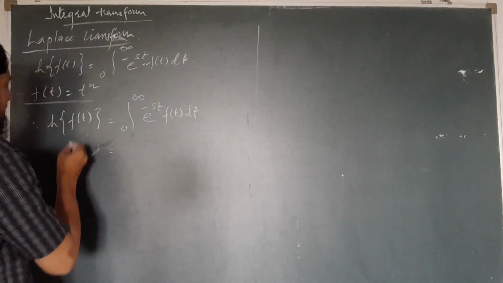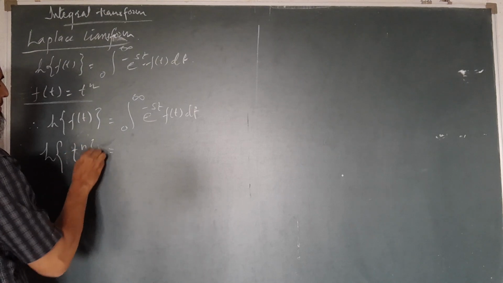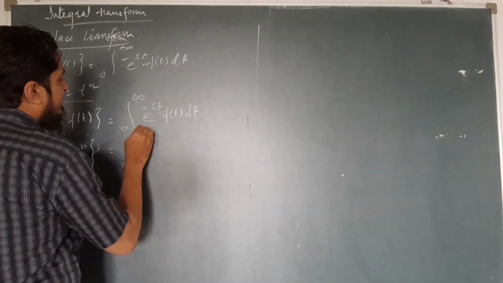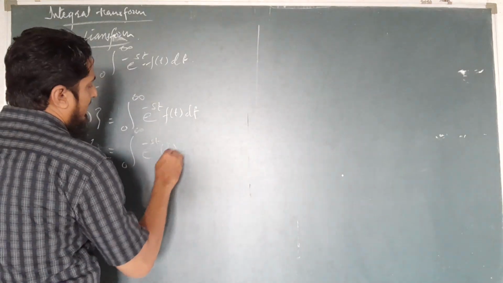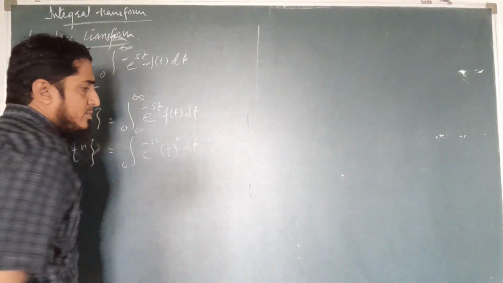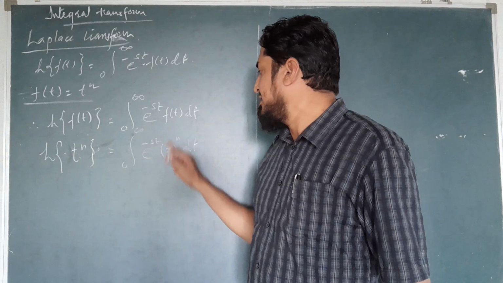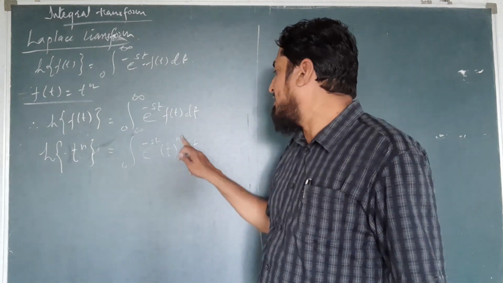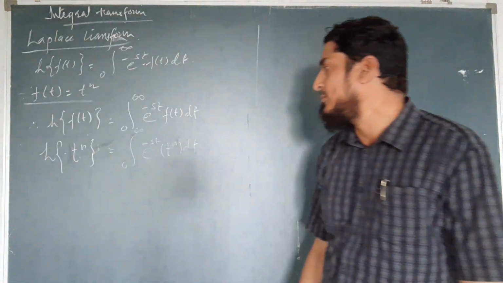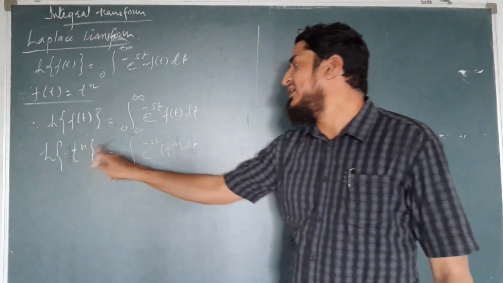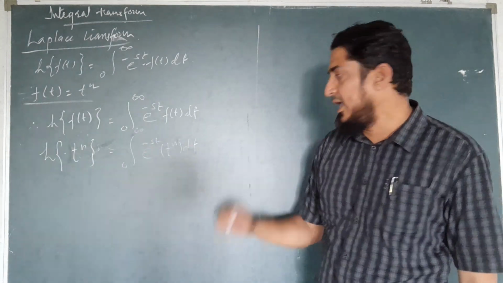and if we replace f of t by t raised to n, we will get integration from 0 to infinity e raised to minus st t raised to n dt. What we have done here is just replaced f of t by t raised to n. Correct? So the Laplace transform of t raised to n is equal to integration from 0 to infinity e raised to minus st t raised to n.